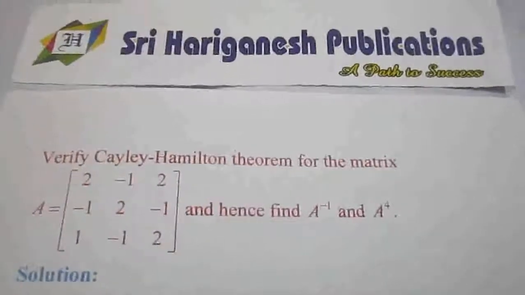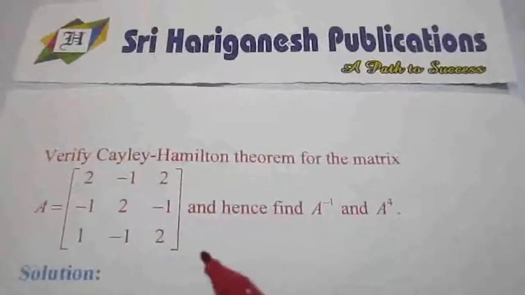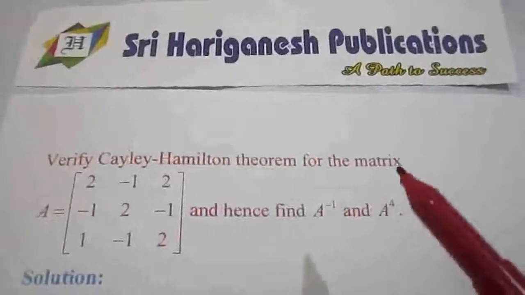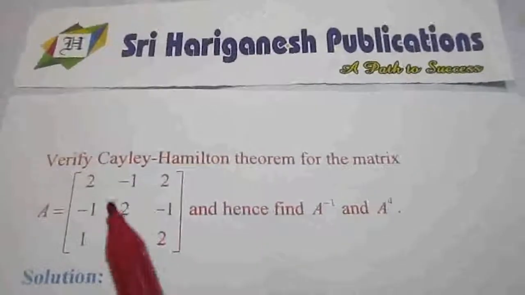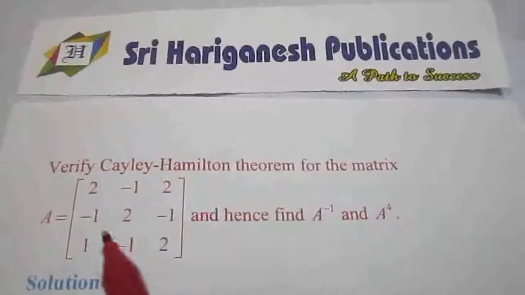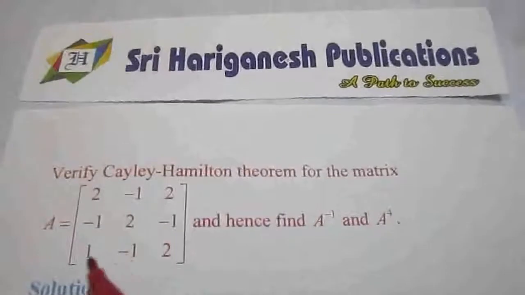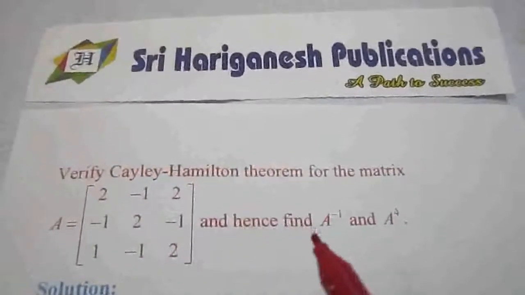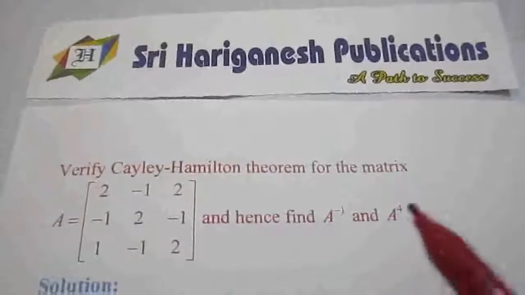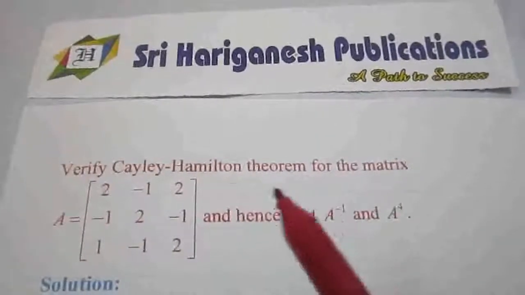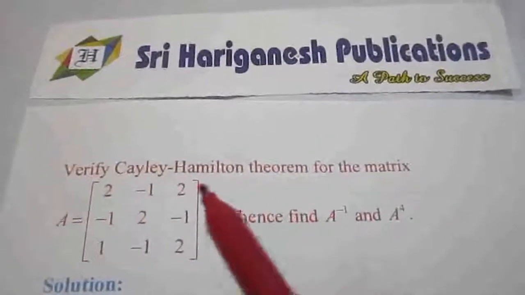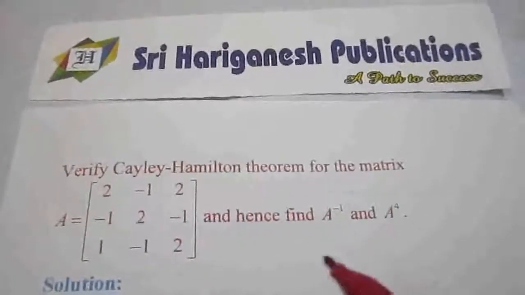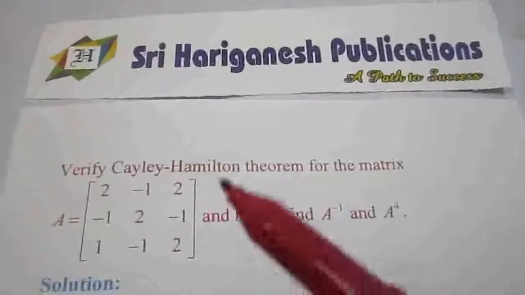Okay, the first problem based on the Cayley-Hamilton theorem. Verify the Cayley-Hamilton theorem for the matrix A equal to [2, -1, 1; -1, 2, -1; 1, -1, 2]. Hence, find A inverse and A power 4. So first we have to verify the Cayley-Hamilton theorem for the given matrix, and then we have to find A inverse and A power 4 using the Cayley-Hamilton theorem.